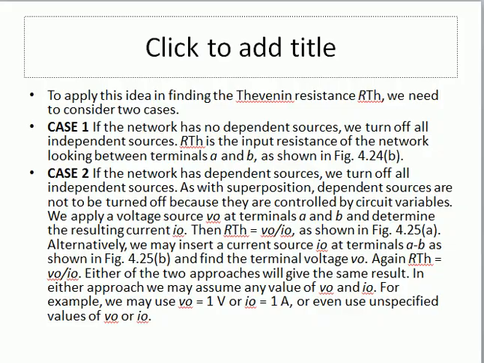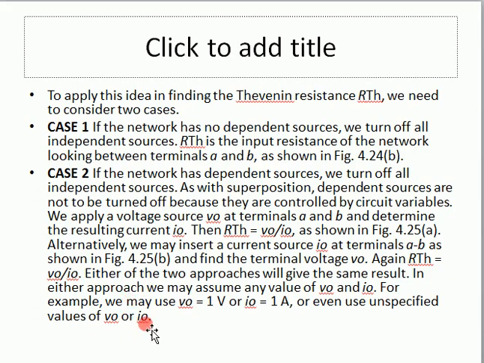R Thevenin is equal to V0 over I0, and alternatively we may insert a current source I0 at the terminals AB as shown in the figure, and find the terminal voltage V0, and again R Thevenin is equal to V0 over I0. So you may use either of these two approaches, but we will get the same result by doing any one of them.